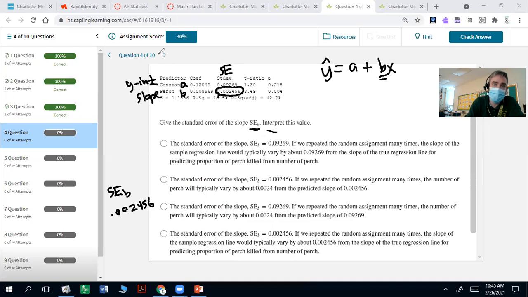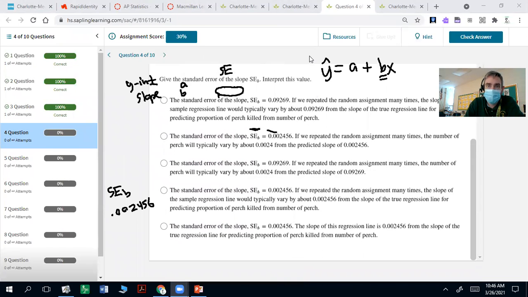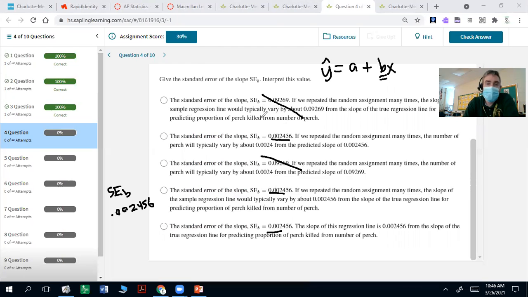0.002456. I'm writing that down because this is about to disappear as I scroll down. So let's look at the ones that have that number, and then we can talk about how to interpret it. So we're going to get rid of this one and this first one here. So we have 3 values that give you that same number. Now let's go through and see what happens. So the standard error of the slope is this number, and we have 3 scenarios.